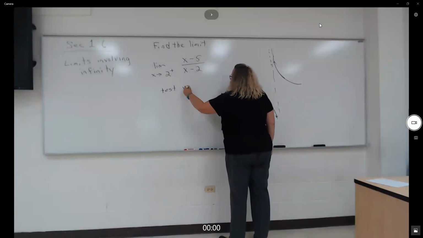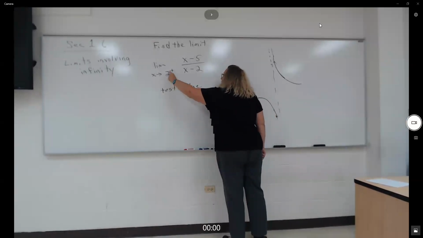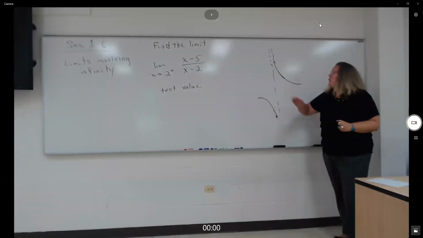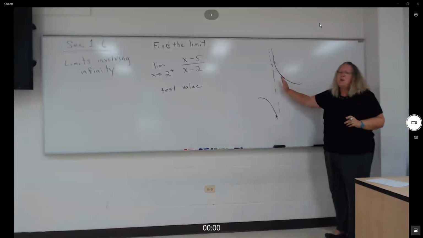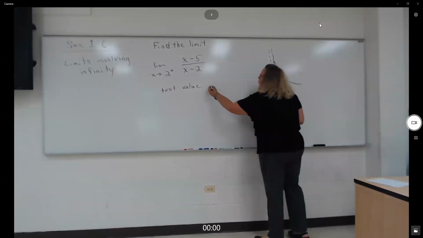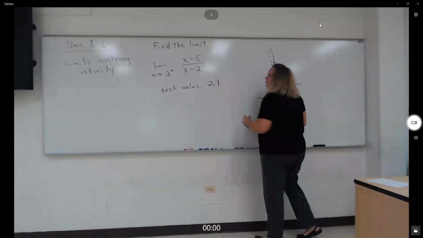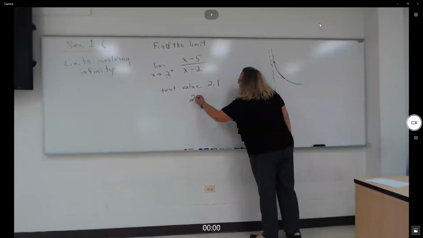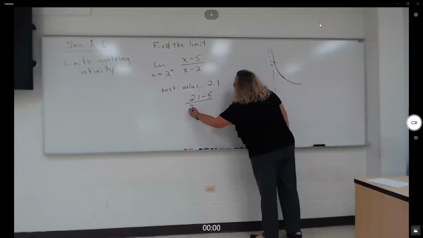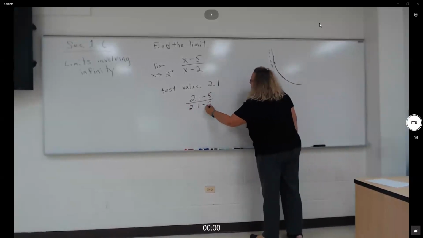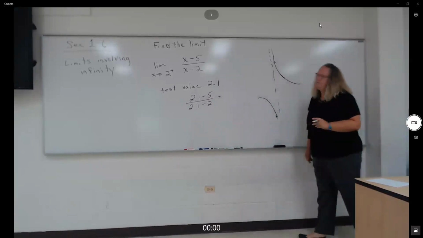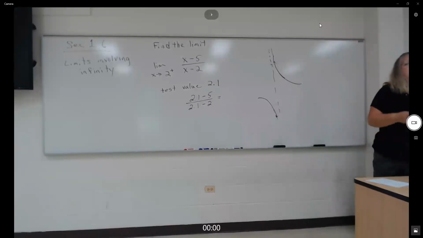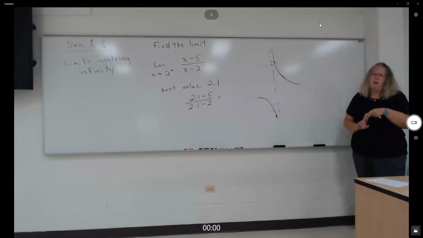Test value. Give me a number on the right side of 2. It's got to be pretty close because we're talking about right at 2. So I want something like 2.1. And then you simply plug it in: 2.1 minus 5 over 2.1 minus 2. And all you care about, you already know the answer is infinity. Is it positive infinity or negative infinity?